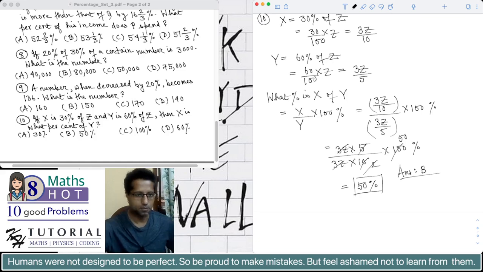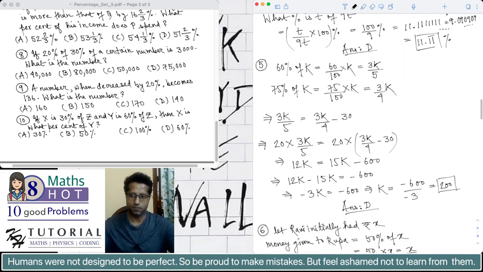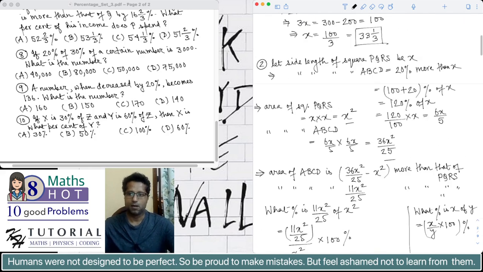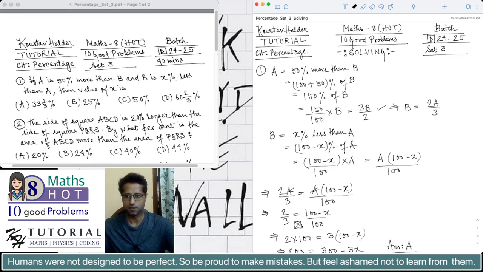So this brings to an end in solving the set 3 of 10 good problems on the chapter of percentage. I hope this set of problems will give you a good practice and a judgment of your understanding of concepts on the chapter of percentages.